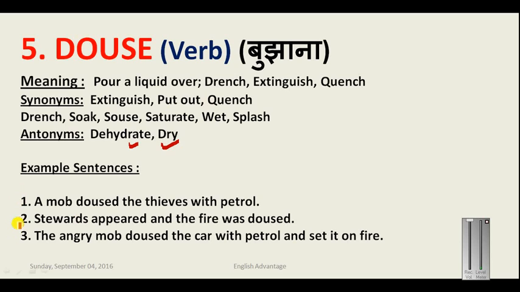Now let us look at the example sentence for this word. A mob doused the thief with petrol and probably set him on fire. So a mob first doused the thief with petrol, then set him on fire. This is what the sentence wants to say. And the second sentence is, steward appeared and the fire was doused. Now here doused means it was extinguished. There was already a fire, but it was doused when helpers in the form of stewards came over there.